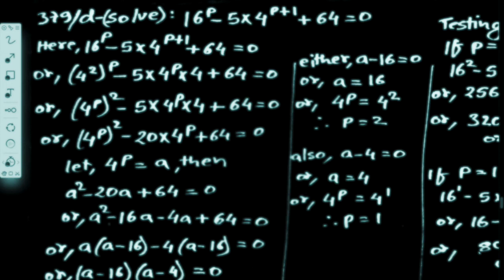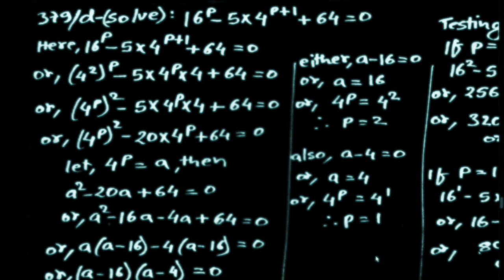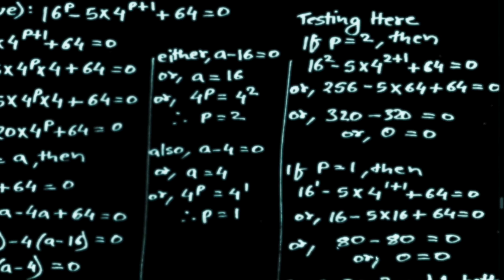See from our second factor, a minus 4 equals 0, or a equals 4, so 4 power p equals 4 power 1. Here the base is the same, 4, 4, so p equals 1. In this way, we get two answers of p. Our first answer is p equals 2 and the second answer is p equals 1. Now we have to test whether our answers are right or wrong.